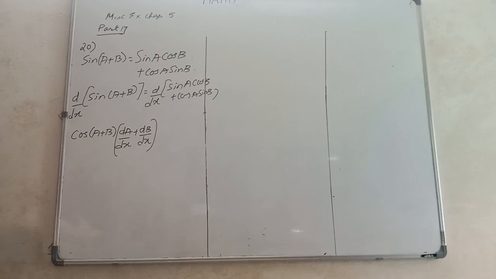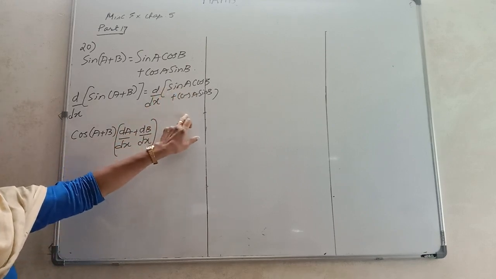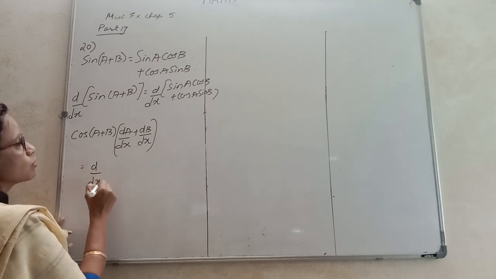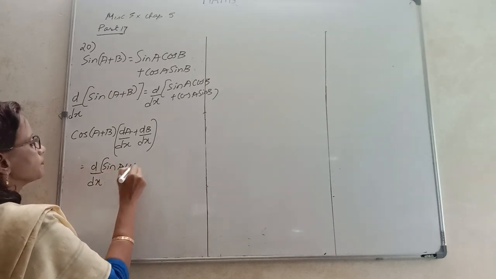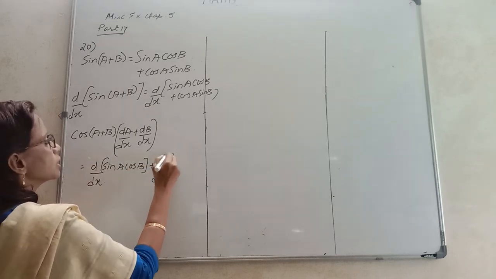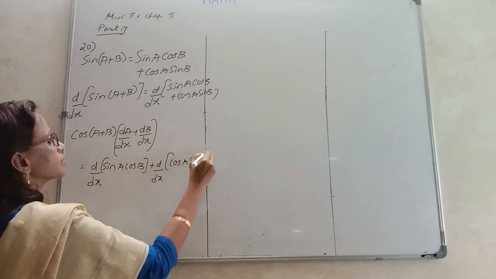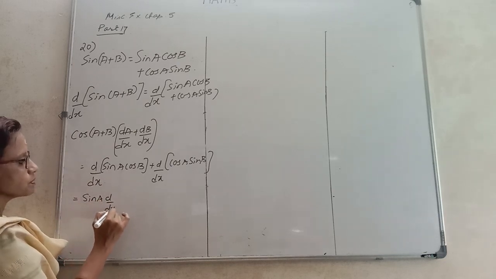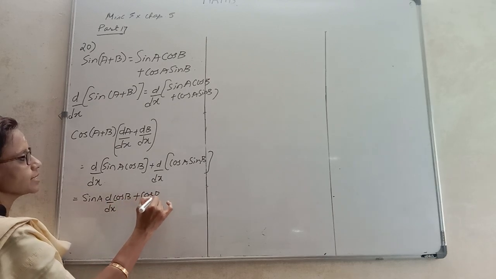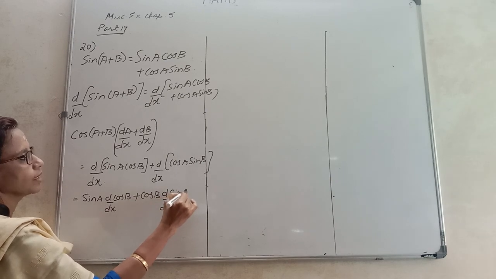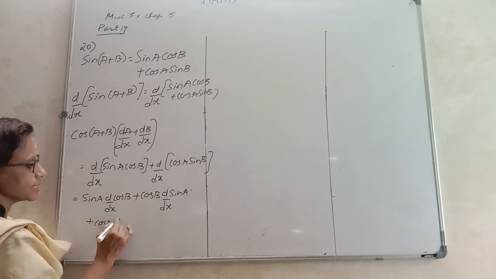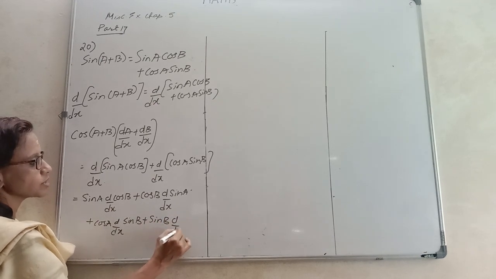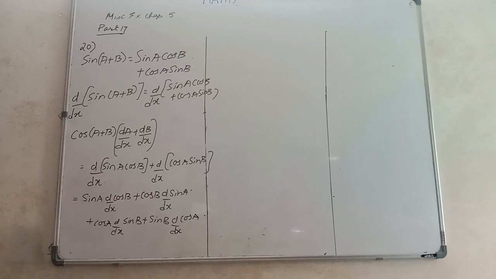Now we go to the right-hand side. It's a sum of two functions, but internally they are products too. So it is d/dx of sin A cos B, and d/dx of cos A sin B. Because it's a product, we take the derivative: sin A times the derivative of cos B, plus cos B as it is times the derivative of sin A. Similarly, cos A as it is times the derivative of sin B, plus sin B as it is times the derivative of cos A.